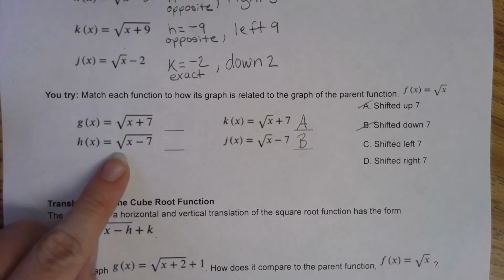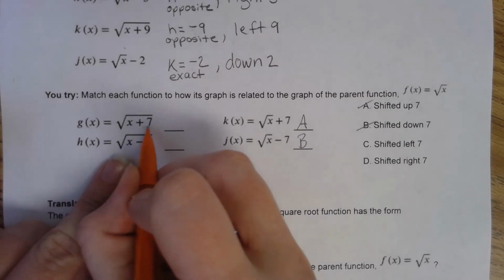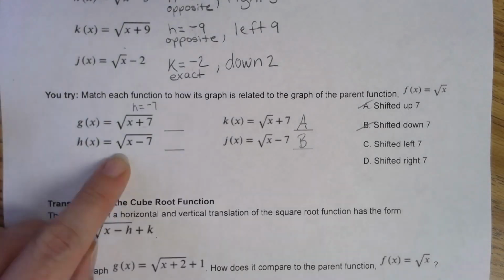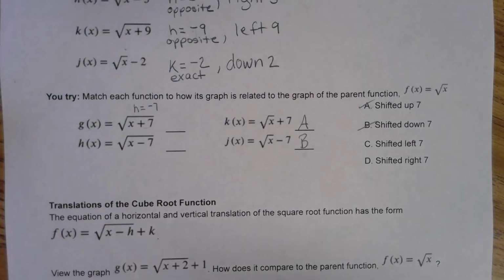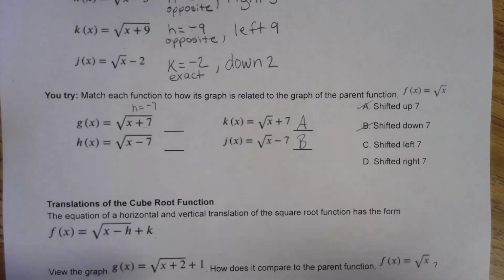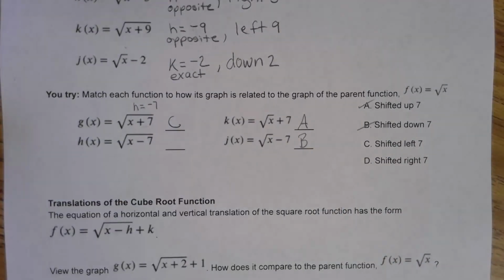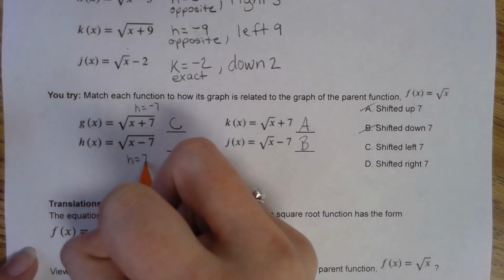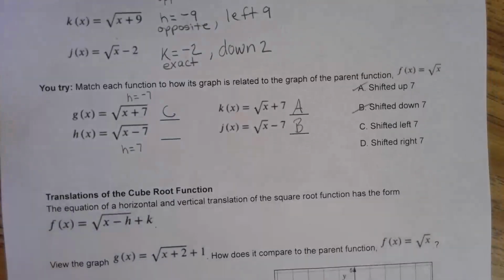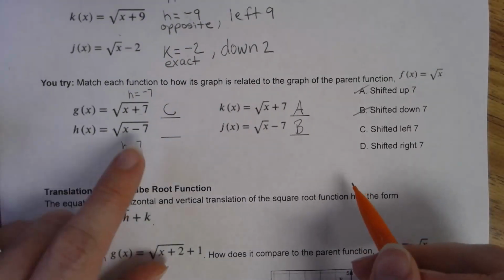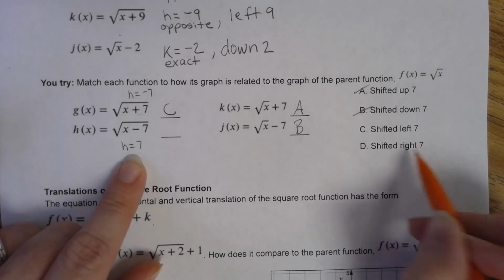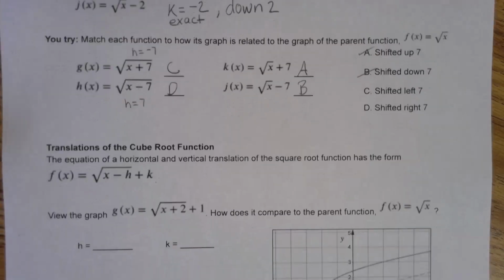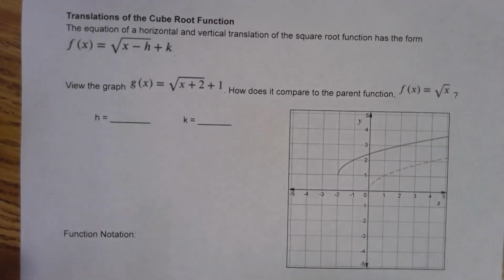Now with the g of x function, when we see that plus 7, that actually means that our h value is negative. So that's going to be a left or right movement. Because it is negative, it is going to go to the left. So that is answer choice C. That means for the last one, we have an h value of positive 7. Again, writing down the opposite of what you see. If it's a positive 7, it's going to go to the right 7.